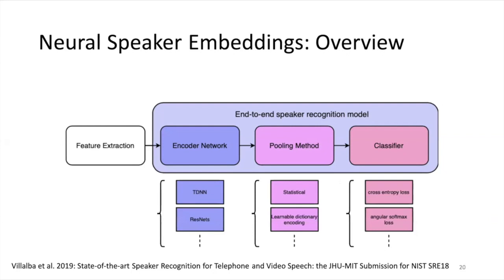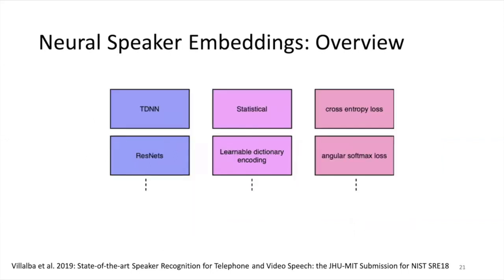Various work has proposed different improvements for each of these components. For example, TDNN and ResNets are a typical choice for the encoder network. Statistical pooling and the more recently introduced learnable dictionary encoding are 2 examples of the pooling layer. Cross entropy and angular softmax losses are 2 of the objectives to train the speaker recognition model end-to-end. Now let us look at these components more closely as described in our paper. For more detailed studies of these components, we encourage you to read the reference paper below.